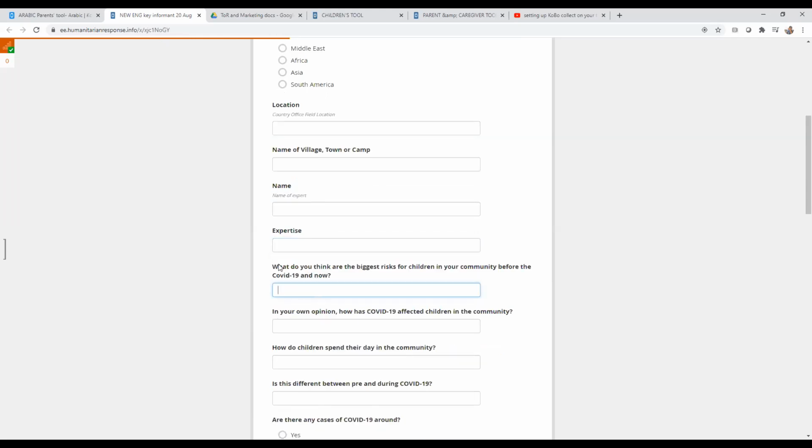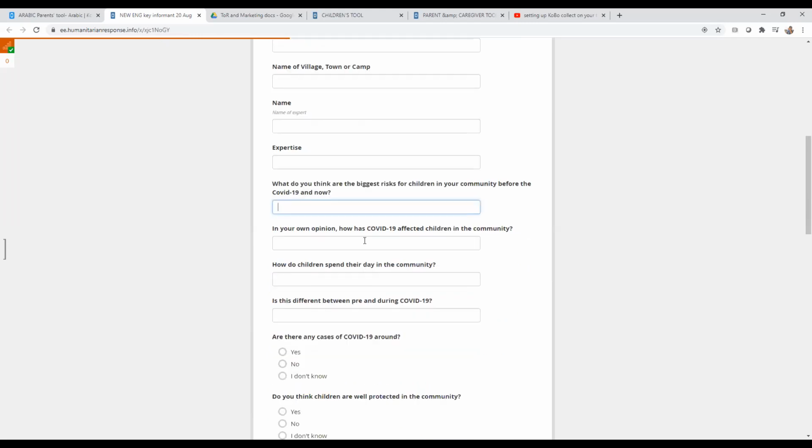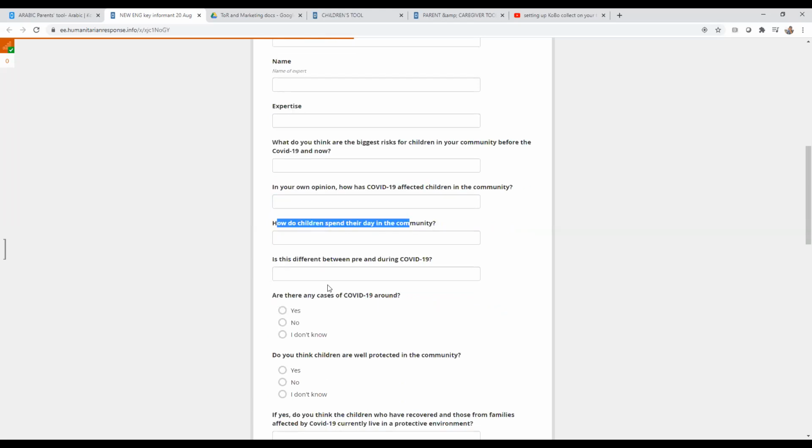And then we're repeating a lot of the questions now, but what is the biggest risk for children? In your opinion, has COVID affected the children in the community? How do children spend a day in the community? They're playing, they're working, or whatever. Is this different pre and during COVID? So were children working a lot or doing child labor also before COVID, or because of COVID are we now seeing a change? That is why we are asking this question. It's really an important question for us to know whether COVID is changing the way the children are spending their day.